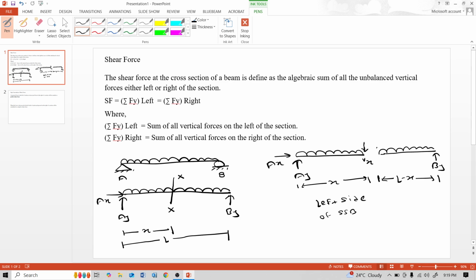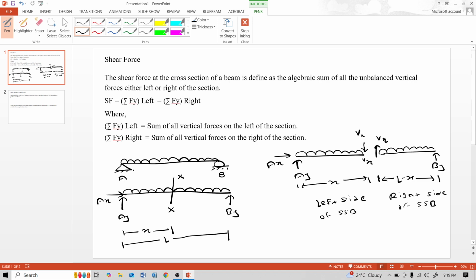Here vertical shear force Vx generates to the right side. See, due to external load there is internal force generation. This internal force is shear force. Here on the left side of the simply supported beam Vx is generated, and here on the right side of the simply supported beam shear force is also generated.